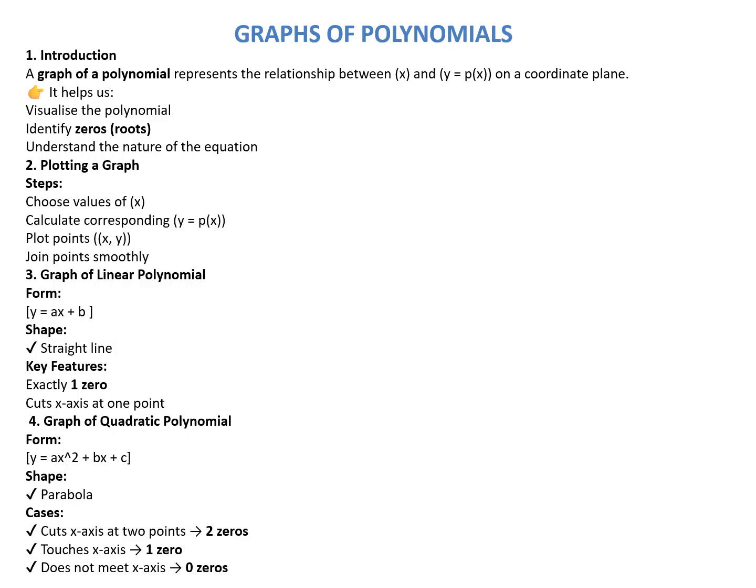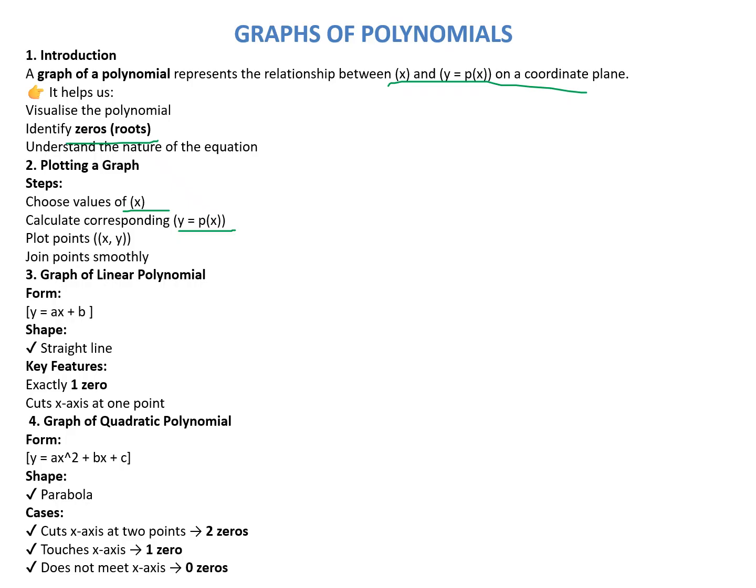So a graph of a polynomial represents the relationship between the x and the y of a coordinate plane. So it helps us to visualize the polynomial, identify the zeros, which are the roots, and then understand the nature of the equation. So how we have to do, so this is a step-by-step presentation of how we have to plot a graph. So we have to choose the value for an x, and then we have to calculate the corresponding value for the y. So by putting the value for the x, we'll have the corresponding value for the y, and with that we can do the value mapping in the x-axis and the y-axis plane, and then we can construct a graph there.